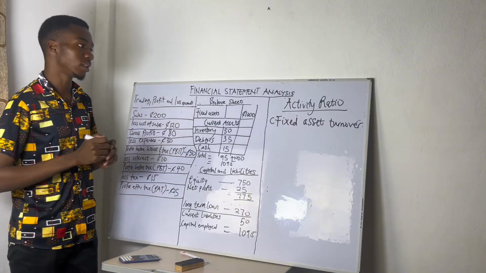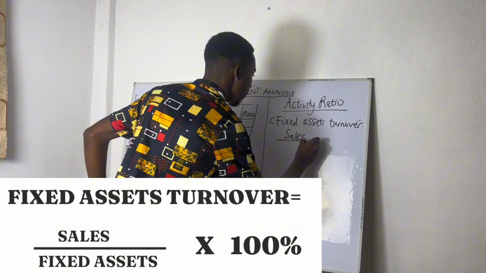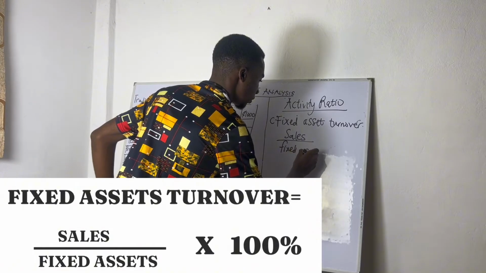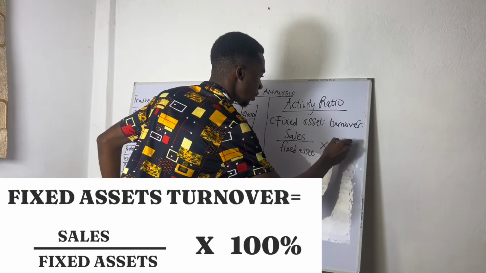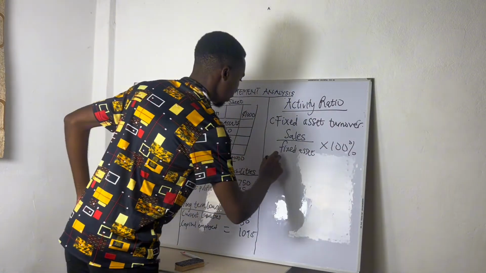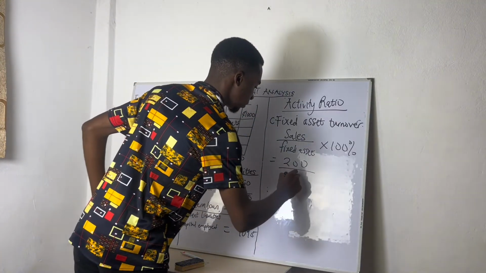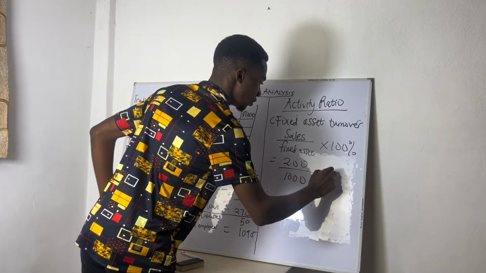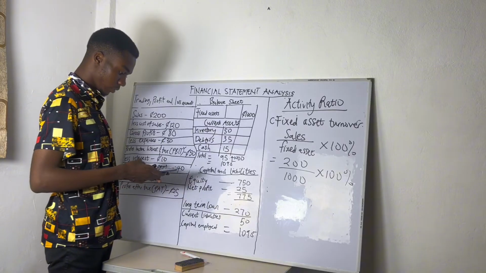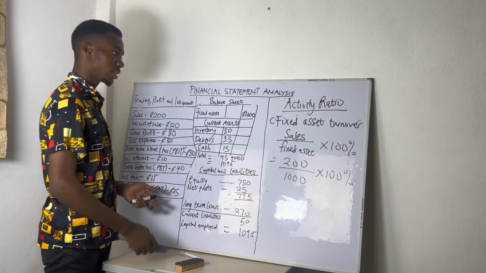And the formula for that one is the sales over the fixed assets times 100%. Now, what is the sales? The sales is 200 from the values given. Then the fixed assets is 1000. Then times 100%. Now, 200 over 1000 times 100%. We are getting 20.